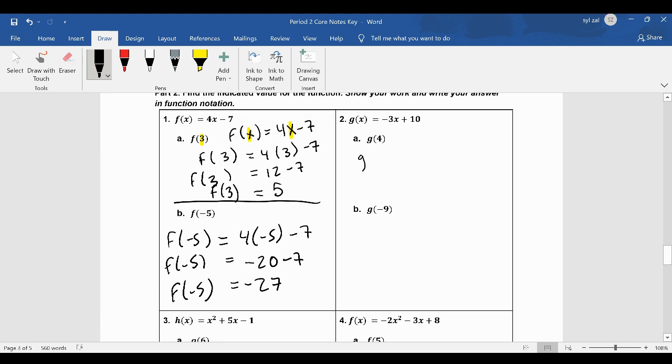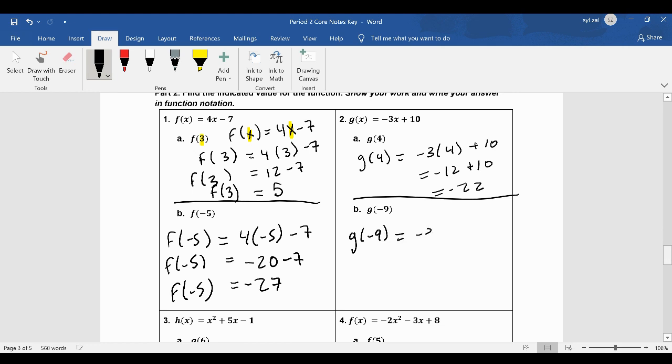All right, so here you would put in 4 for where you have x. So negative 12 plus 10 is negative 22. You would put in negative 9 where you have x, negative 3 times negative 9 plus 10, positive 27 plus 10, so positive 37.